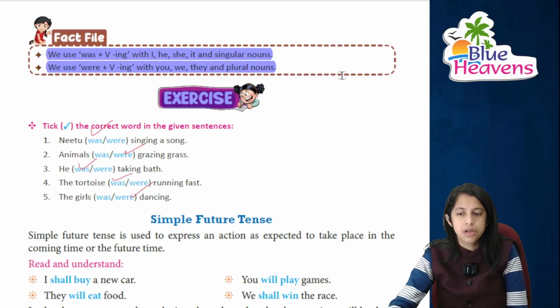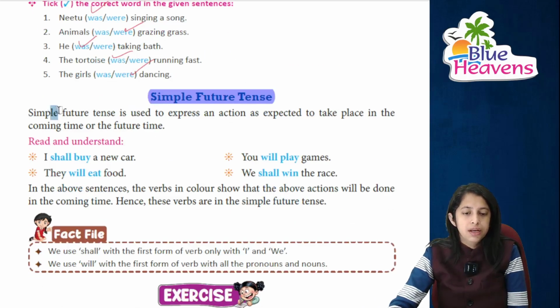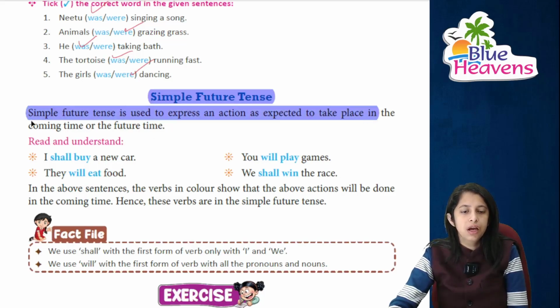Moving on to this, that is simple future. You just have to use shall and will. Simple future tense is used to express an action which is expected to take place in the coming time, or, and of course, the future time में.